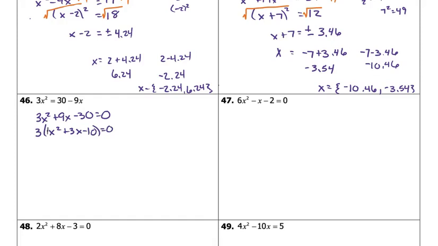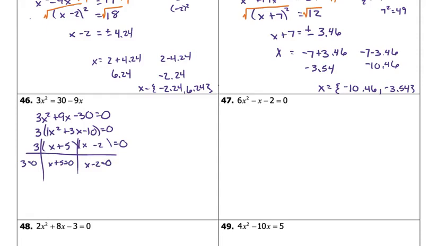Trinomial with a 1 as a coefficient, so let's break it down. So x and x, what multiplies to 10 and will add to 3? I'm thinking, how about plus 5 and negative 2? We're going to set each of those factors equal to 0. So 3 equals 0, x plus 5 equals 0, and x minus 2 equals 0.